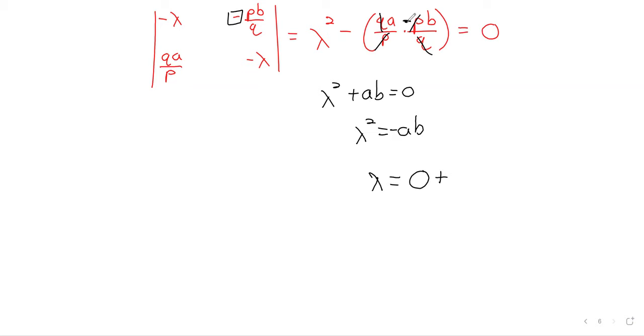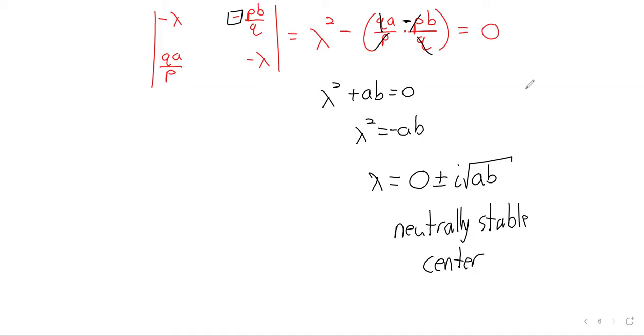So lambda ends up being complex, and it has a real part of zero. Zero plus or minus the imaginary unit i times the square root of A times B. So our fixed point is a neutrally stable center, not asymptotically stable after all. But this makes sense. I know it can be obnoxious if you're confused and your professor's making statements like that. Let's say that I think we can talk it through and make it make sense.